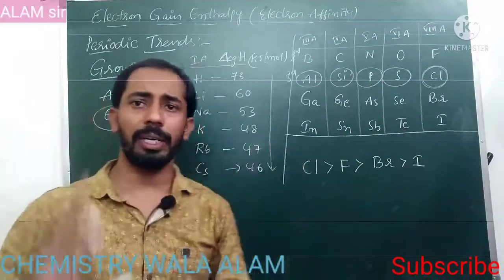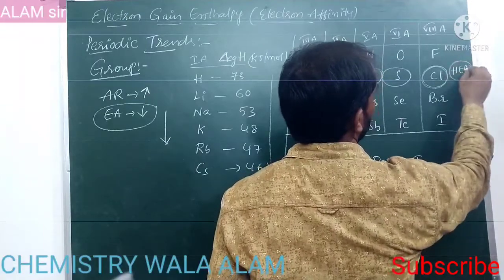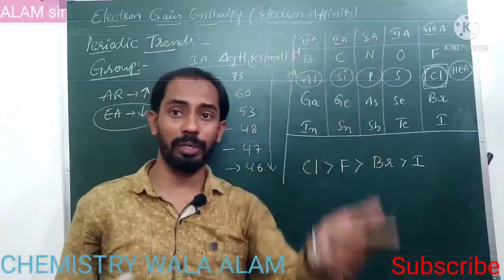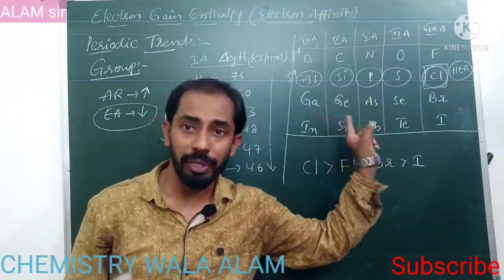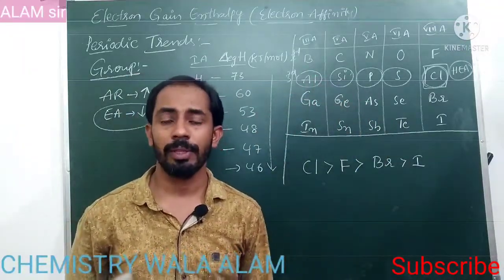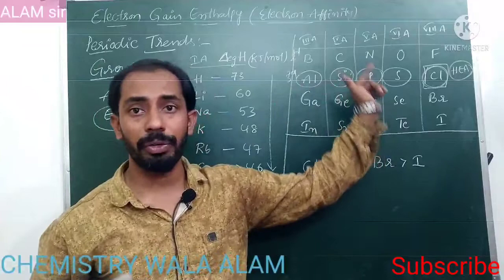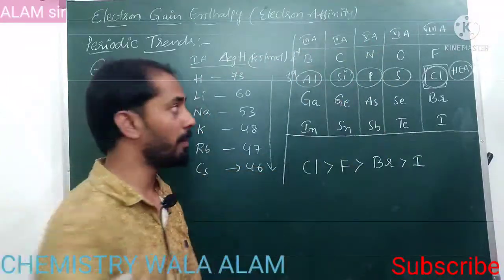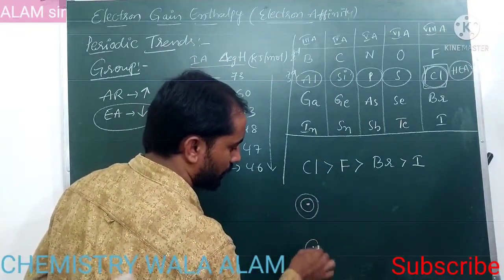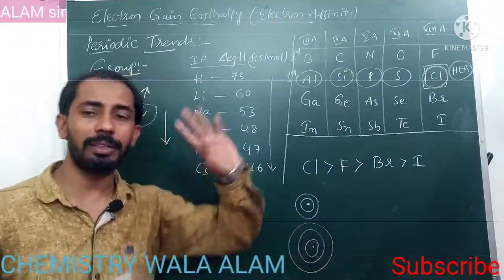In the total periodic table, the highest electron affinity element is chlorine. The most electronegative element is fluorine. But here we are discussing electron affinity or electron gain enthalpy. The highest in the total periodic table is chlorine. The reason why third period elements have more electron affinity than second period is that second period elements have 2 shells, third period elements have 3 shells.